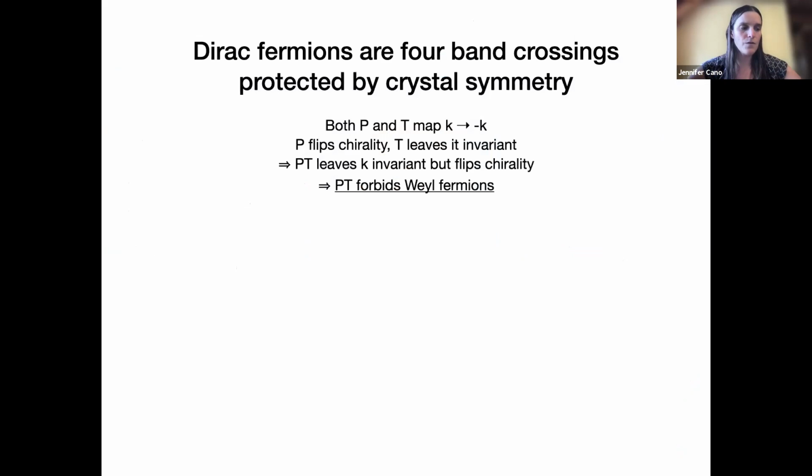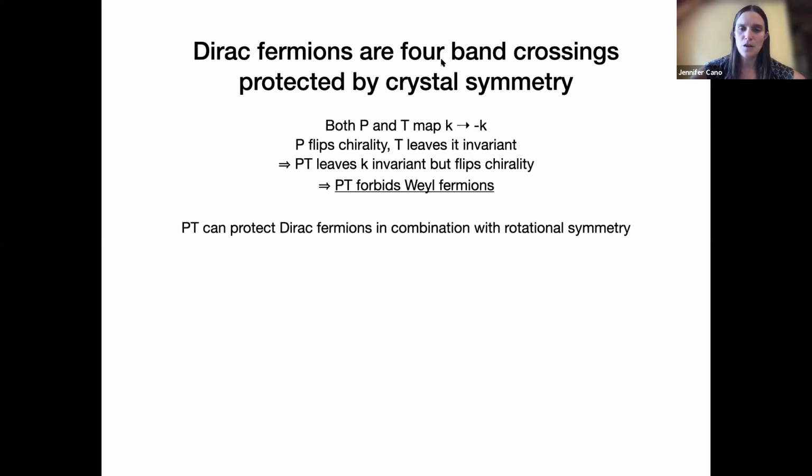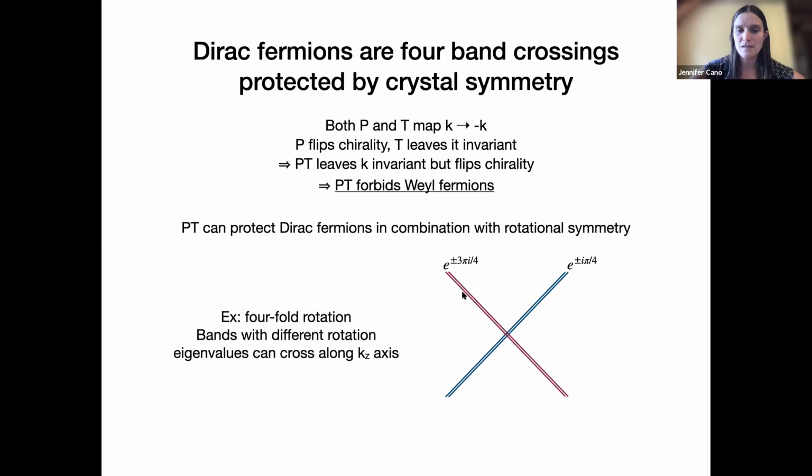So now I want to move on to Dirac fermions. So Dirac fermions are in some sense two copies of Weyl fermions. They occur when two bands, so doubly degenerate bands, cross another group of doubly degenerate bands. And so I want to say a little bit first about the role of symmetry.